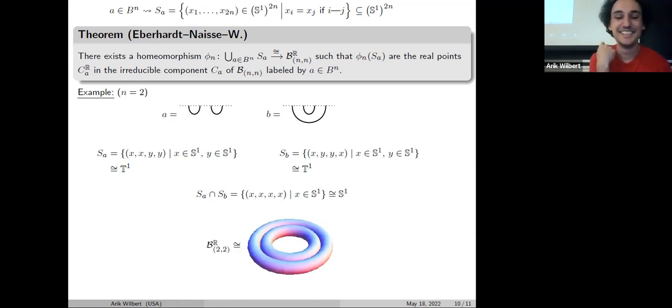So if you were ever wondering what the real points look like inside the Springer fiber for the nilpotent given by two Jordan blocks of size 2, you get something like this. It's like a figure 8 cross S1. Does that make sense? So this is what's going on.